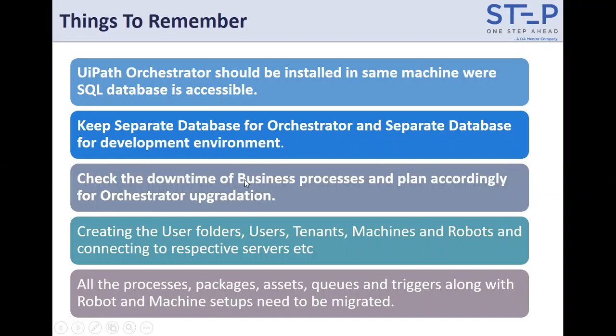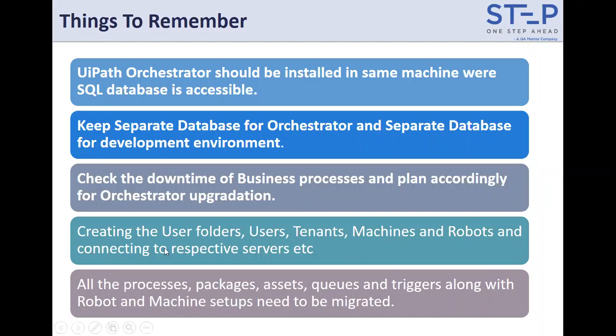And the second important thing is, we should always keep a separate database for the orchestrator and a separate database for the development server. And third, we have to check the downtime of the business processes, and we need to plan accordingly for the orchestrator upgrade. If we don't plan the downtime of the business processes and we go for the upgrade in working hours, then it will impact the business.